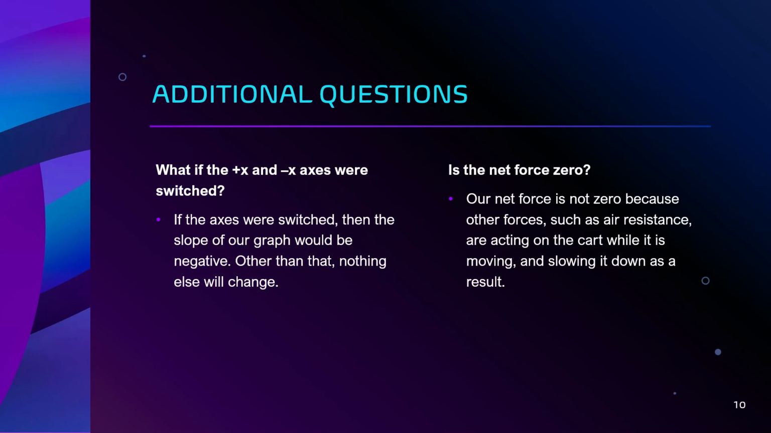So here are some additional questions to think about. What if the positive x and the negative x axes were switched? In that case, if the axes were switched, then the slope of our graph would be negative. Other than that, we would not see any other changes. Is the net force really zero? Our net force is not in fact zero because of other forces such as air resistance, which are acting on the cart while it is moving and slowing it down as a result.